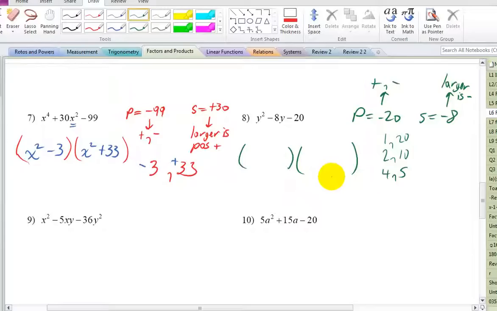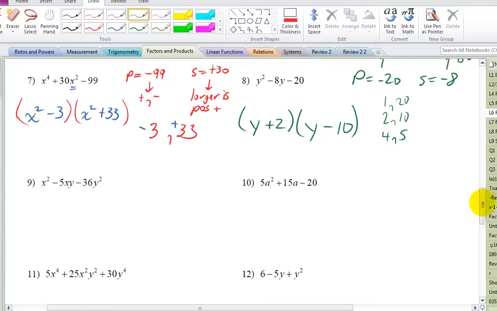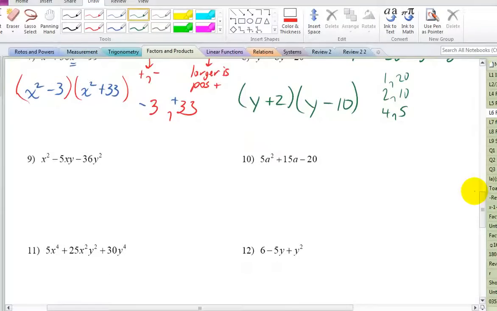Jordan? Y plus 2 times y minus 10. Why did you choose to make the 10 negative? Because since the sum was negative, you have to have the larger number negative. Perfect. Okay. So we looked at the sum. Hey, that's negative, so my larger digit must be negative as well. Okay. Then you can guess it. Kind of like guessing and checking a little bit. All right. How many people got that? Hands up. Good.